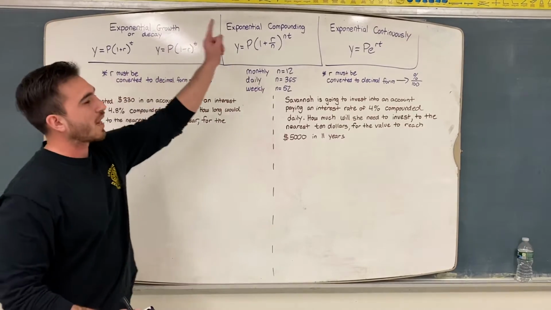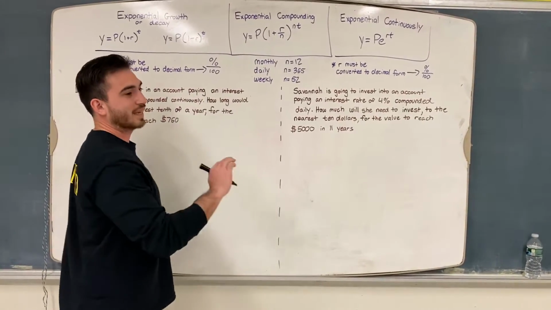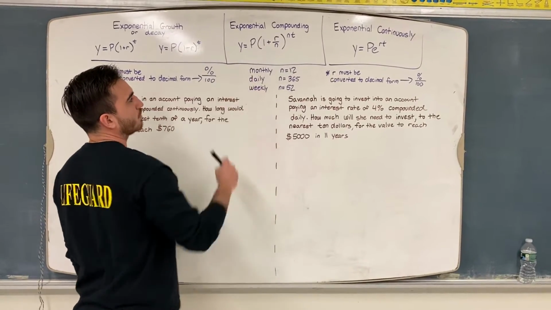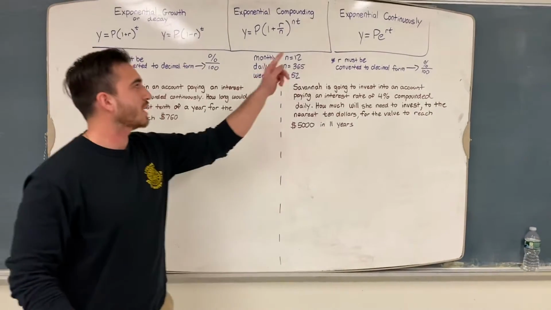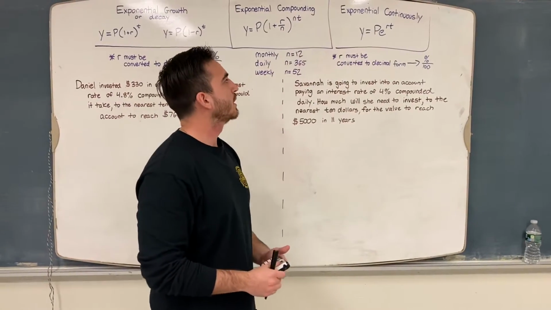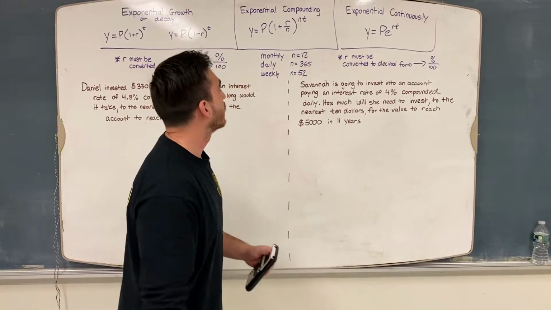We have exponential compounding. This is only when it says compounding and it does not say continuously. We're gonna be using y equals p(1 plus r over n)^(nt). And then the last one is exponential continuously. This is y equals p times e to the power of rt.